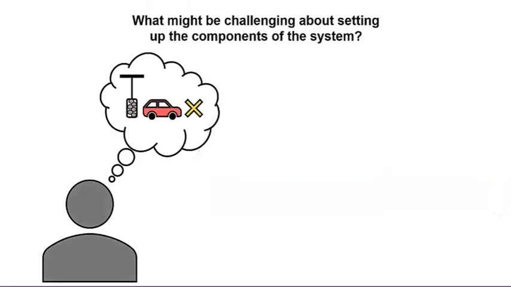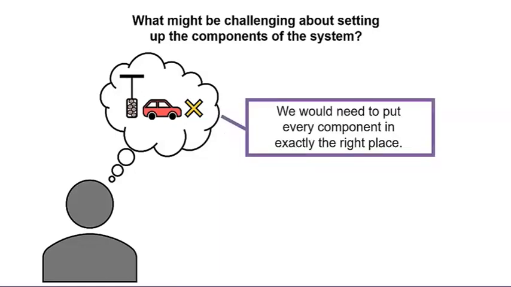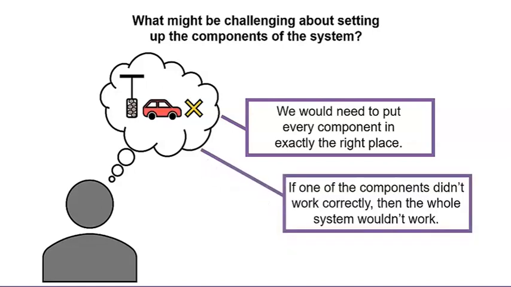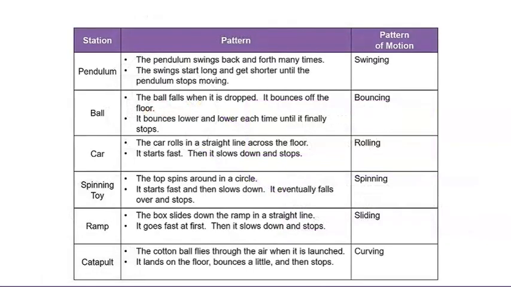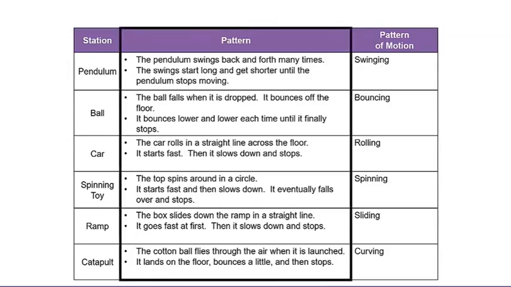What might be challenging about setting up the components of the system? We would need to put every component in exactly the right place. I think doing that would be challenging. Also, if one of the components didn't work correctly, then the whole system wouldn't work. Predicting the exact motion of an object may be challenging. We could use observations of patterns we saw with other objects to make general predictions, but sometimes people need to make predictions that are very close to the actual results.